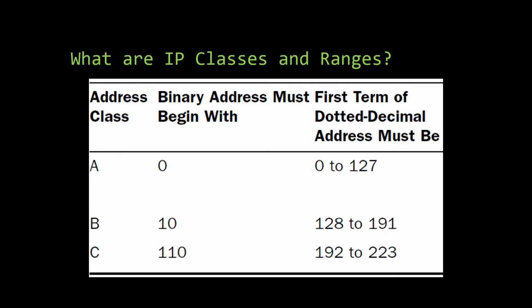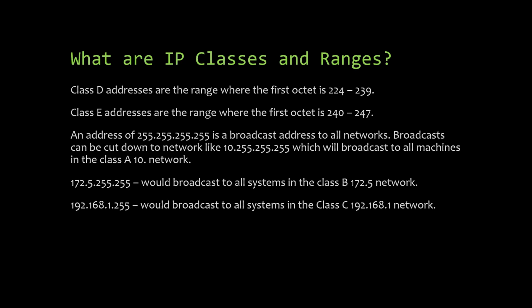So as you can see in this image here, you have Class A with an address that begins with 0 and goes to 127. Class B, the binary address, begins with 10. And the ranges are between 128 to 191. Class C, the binary address, begins with 110 and ranges between 192 to 223. A Class D address arranges where the first octet is 224 through 239. Class E addresses are arranged from where the first octet is 240 through 247.